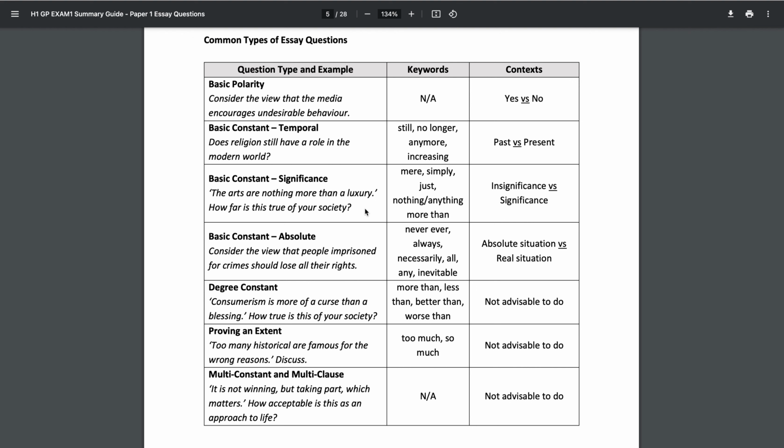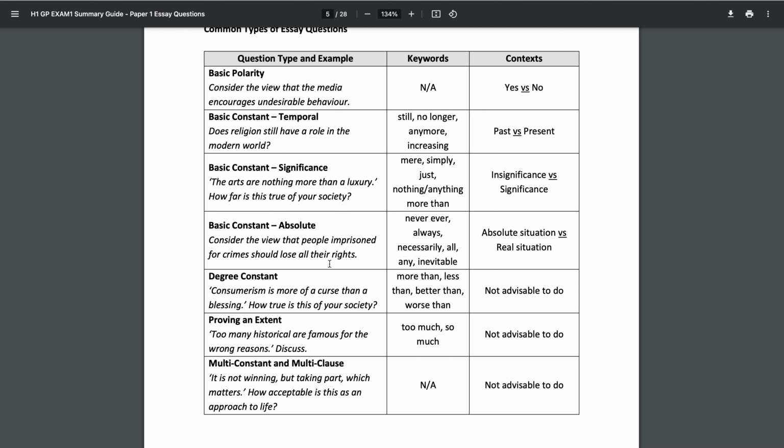Significance constant is the fact that one is more significant than the other. Some of you might call this something else, but we'll call it significance. Let's not complicate it. The arts are nothing more than a luxury. Words like mere, simply, just, nothing, anything more than. This is all about whether this factor that's given to you is that significant or not. So the context is insignificant versus significant.